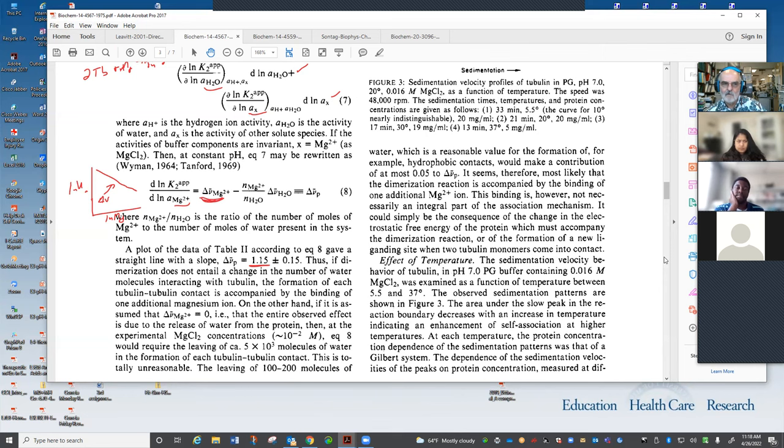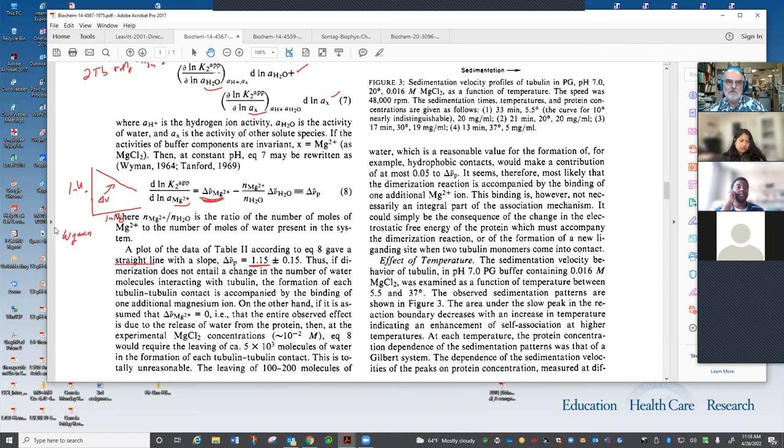Okay. And this type of a plot, lnK versus concentration of something, is known as a Wyman plot. And it has a universal sort of appeal. You can do anything that might be a variable here to get what the slope of that line might be. And that's where they get it from the data up above, a straight line with a slope of, okay?